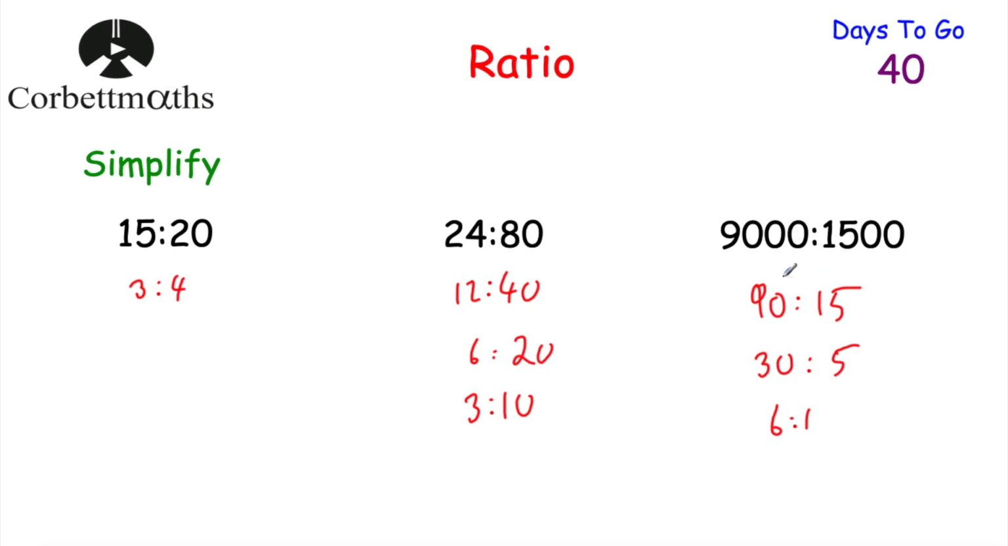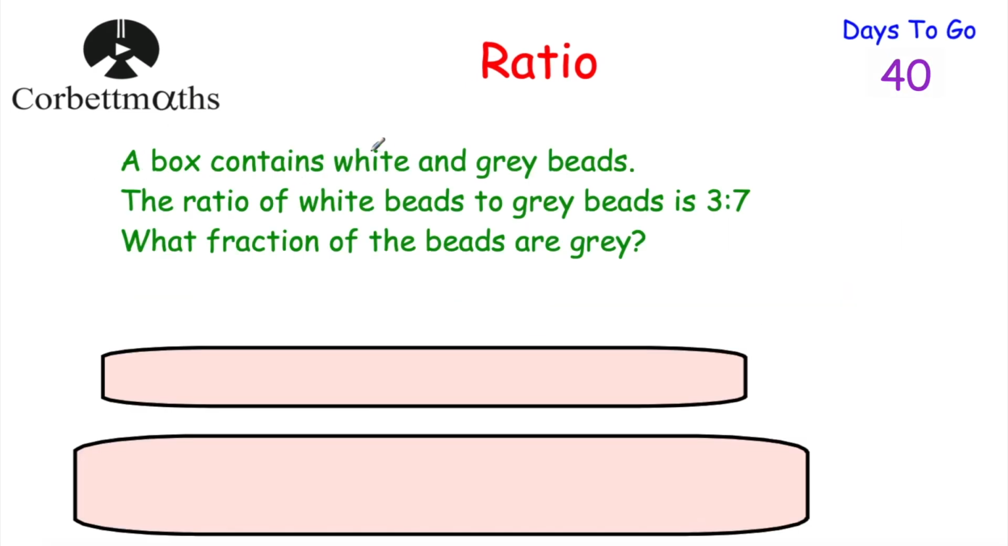And that's it. So our next question says a box contains white and grey beads. So there's a box with white and grey beads. And the ratio of white beads to grey beads is 3 to 7. So that means that for every 3 white beads, there are 7 grey beads. So there could be 3 white and 7 grey. There could be 6 white and 14 grey. There could be 9 white and 21 grey. There could be 300 white and 700 grey. There could be 3 million white and 7 million grey, and so on.